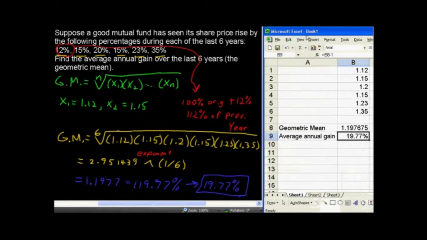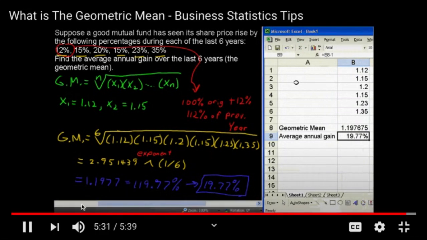By the way, this is an older version of Excel. It's actually Excel from Office XP so that everyone can play along. And if you have a later version, absolutely these features are still there in similar locations. They might be in just slightly different locations. All right, there's an example of the geometric mean.